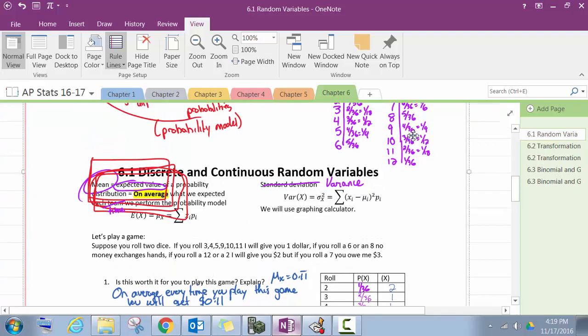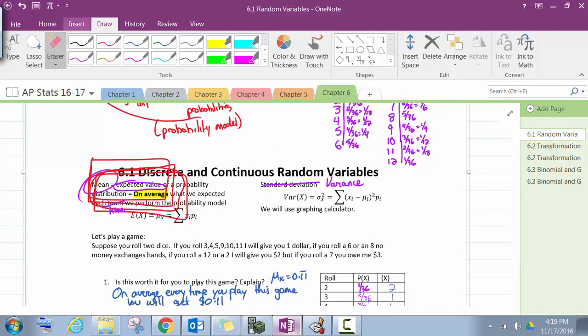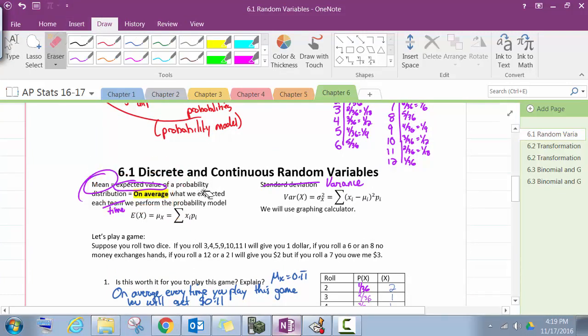Next, we got a little bit too much going on here. Let me erase some of this. I think I was trying to prove a point there. Our mean is the same as the expected value, which, for a probability distribution, is on average what we expected each time we perform the probability model. So on average, that's why we get numbers that are not whole numbers, not integers, even though we're talking about discrete data. And the way we get our expected value is the x values times the probability, and then add them up. So we'll do some by hand, but we'll use some for the calculator.